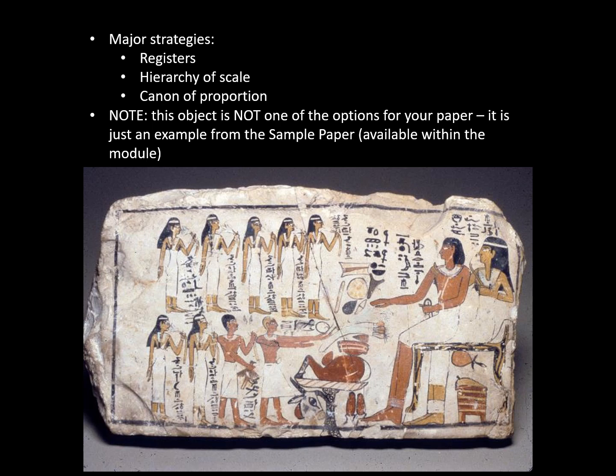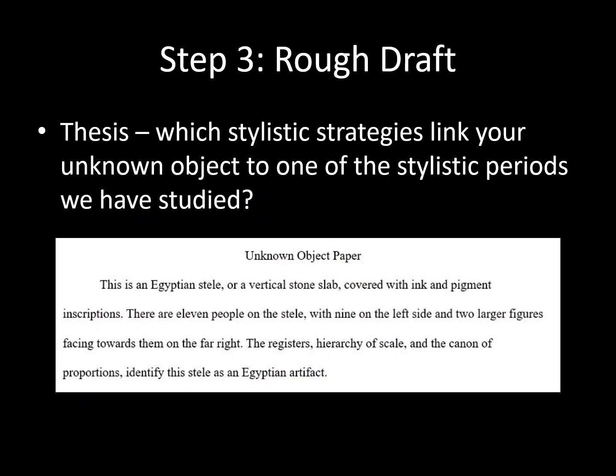So for here, the sample paper that I gave you, the student wrote about the use of registers, the hierarchy of scale, and the canon of proportion that appears within the stele. Those were the things that helped the student to identify this as an Egyptian artwork. So those 3 strategies, that's the thesis. Right here in this example, I have an example of the thesis statement. So here the thesis is the registers, hierarchy of scale, and the canon of proportions identify the stele as an Egyptian object.